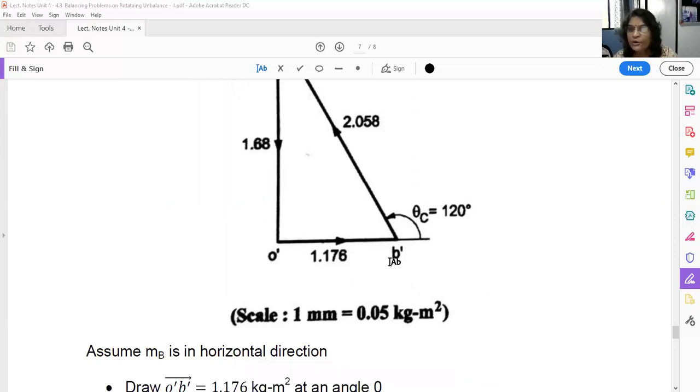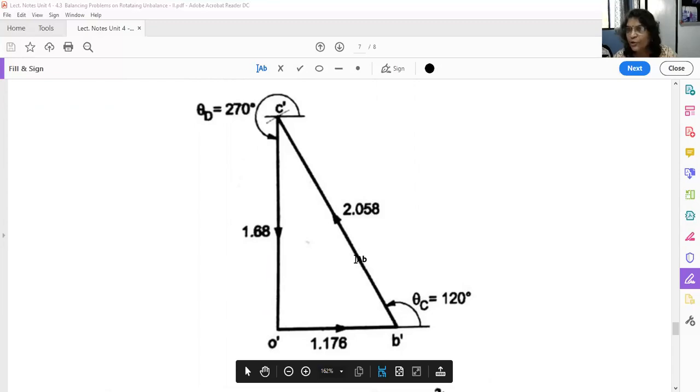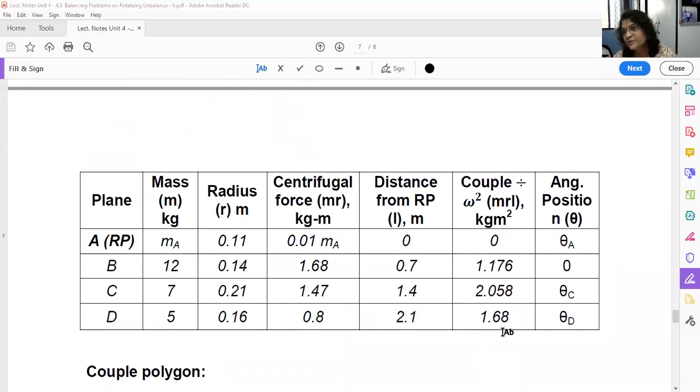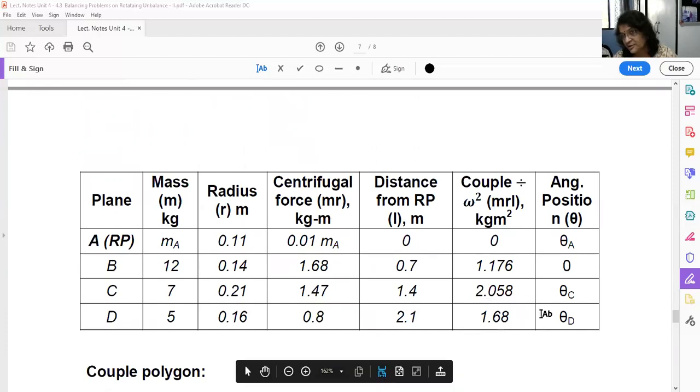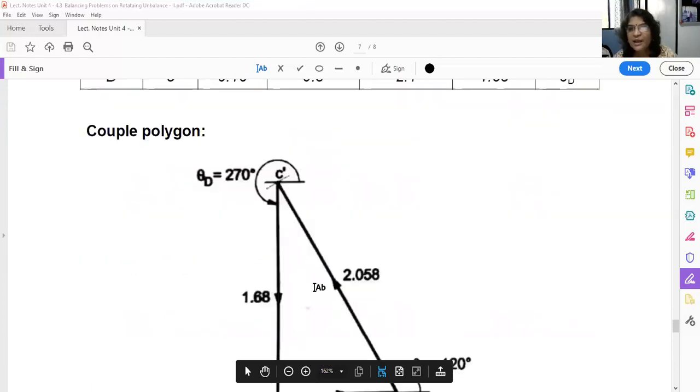Now you know that you have to draw the triangle. For these 2 sides, you know the magnitude but you don't know the direction. One is 2.058, the other is 1.68, but you don't know the direction. So what we will do? We have already solved such a type of problem in an earlier lecture.